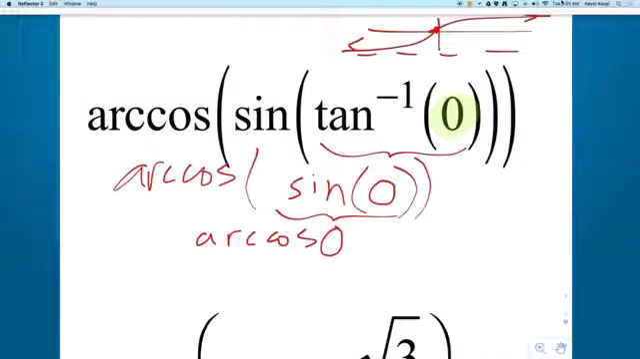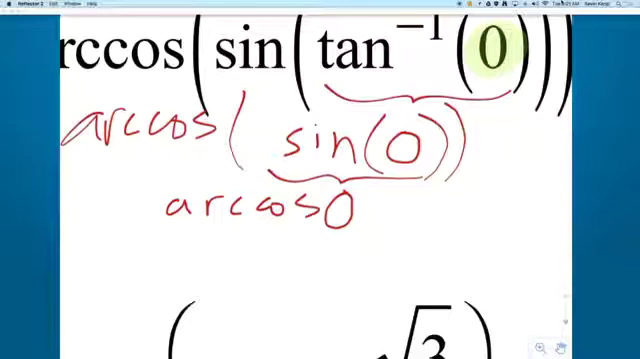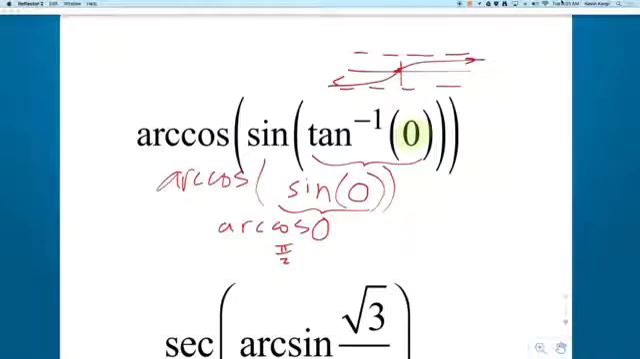And now arc cosine of 0, where is cosine equal to 0? Pi halves. Why not 3 pi halves? Not in the PVR. Good. So the answer to this one is pi halves. Questions on that one? Trombley?